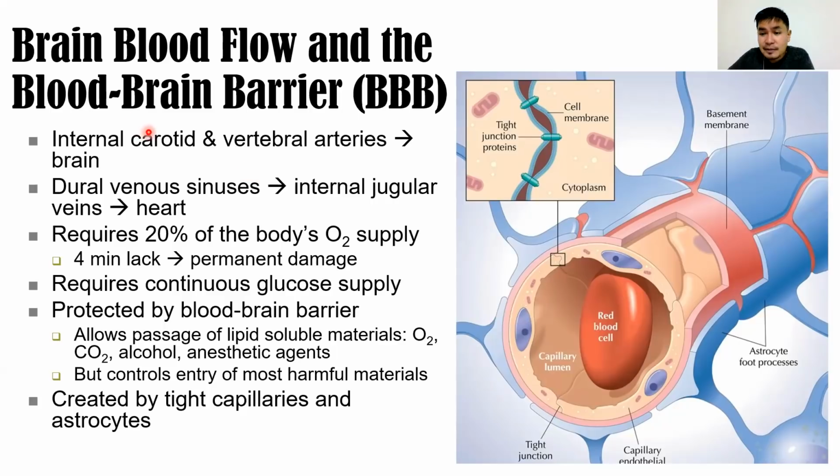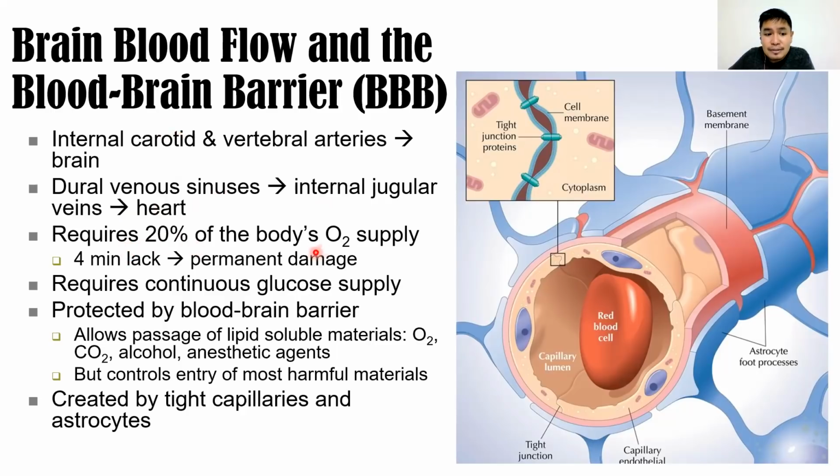So the blood supply of the brain mainly is from the internal carotid and the vertebral arteries that supply the blood towards the brain. The dural venous sinuses drain into the internal jugular veins back to the heart. So that is the circulation of our blood going to the brain and how it is drained back towards the heart, so that the blood would be oxygenated again by the lungs, and then pumped again towards the brain.